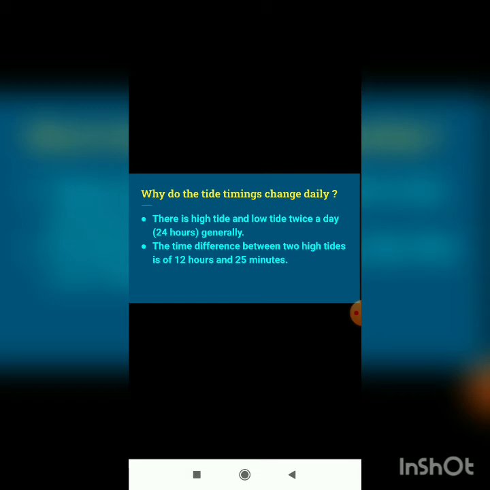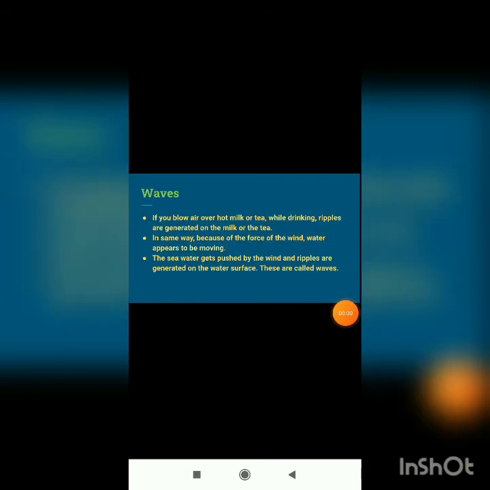Okay students, so there is high tide and low tide twice in a day. The time difference between two high tides is 12 hours and 25 minutes. What is the time difference, students? The time difference between two high tides is 12 hours 25 minutes. I hope students this much must be clear to you all.